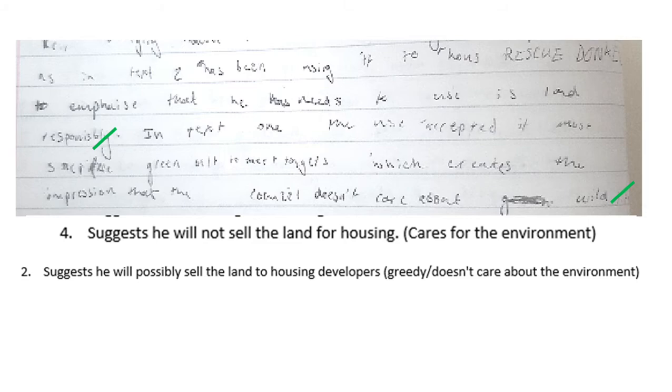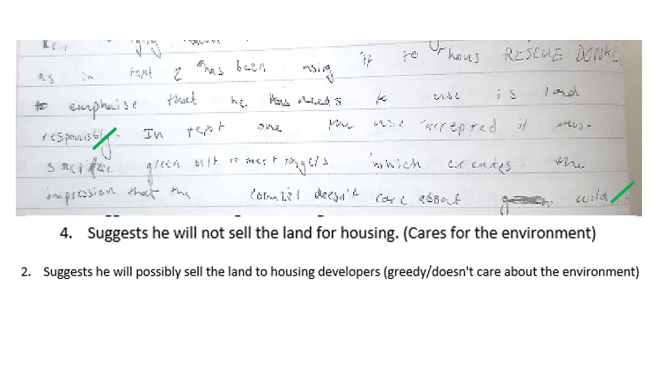So this is the opposite point from text 1, which said that he will possibly sell the land to developers, suggesting he doesn't care about the environment. So we've got both points there for 2 marks. Really good. You could, however, have put the word however before it, where it says in text 1, or you could have made it into one sentence and written whereas, because these are contrasting points.